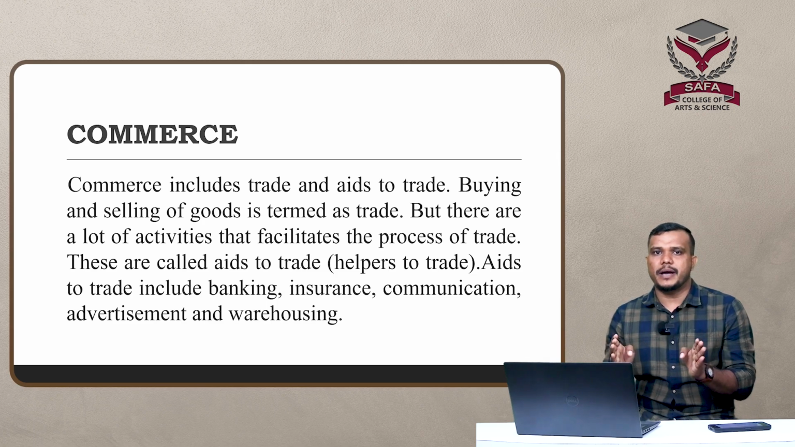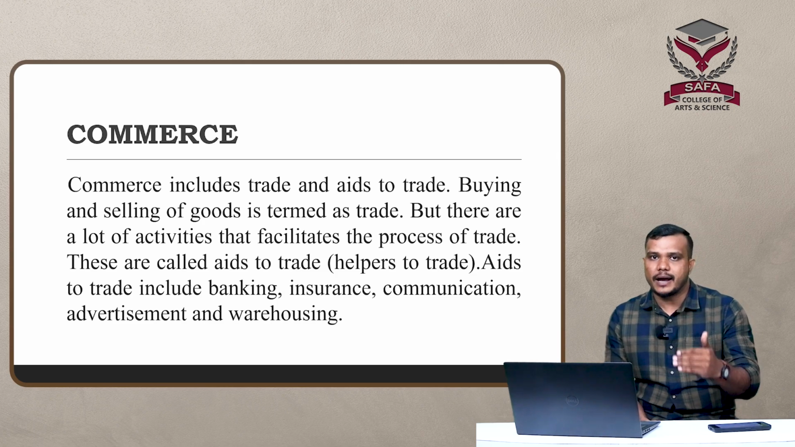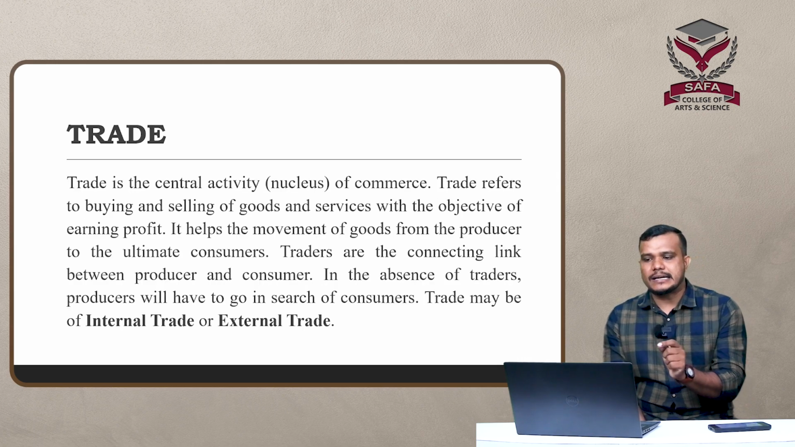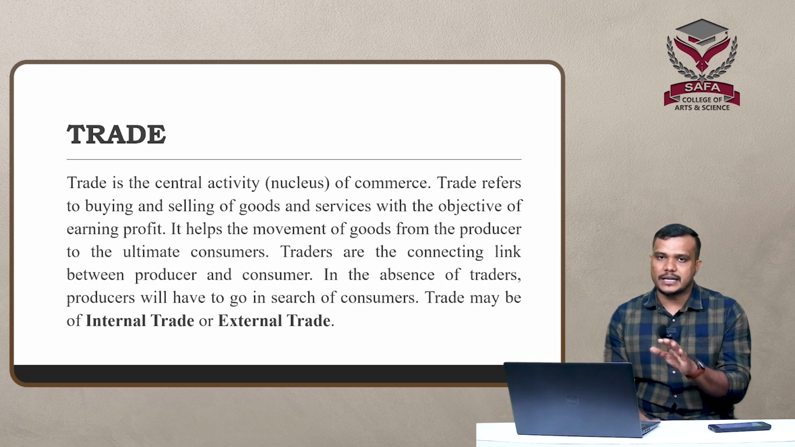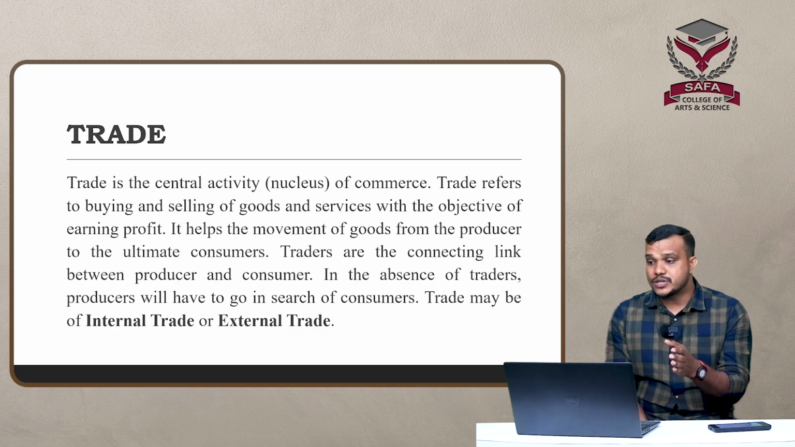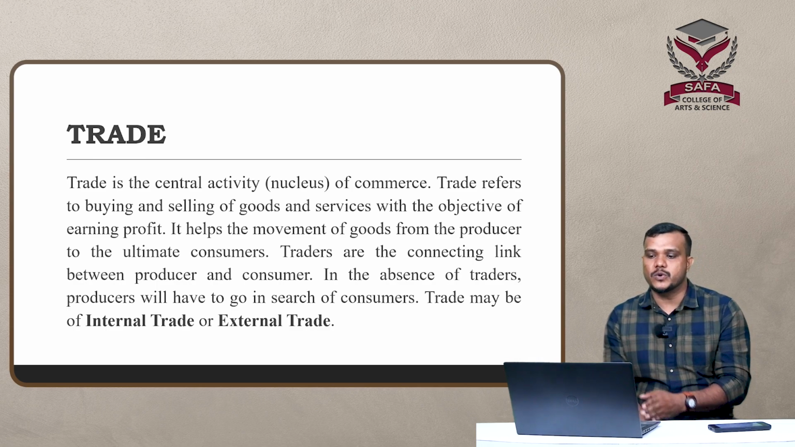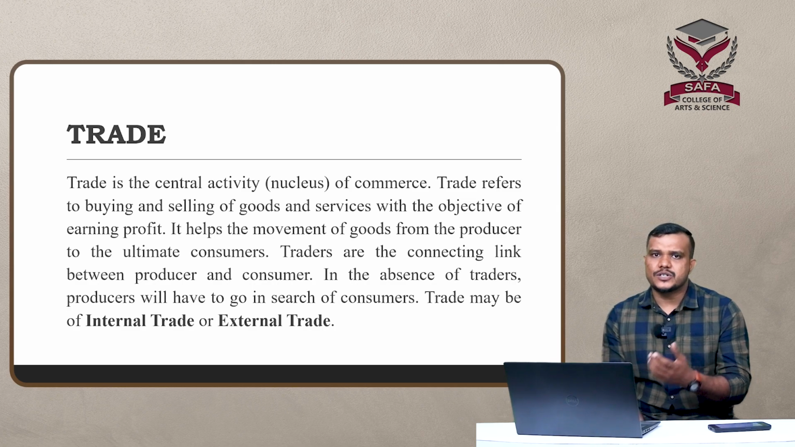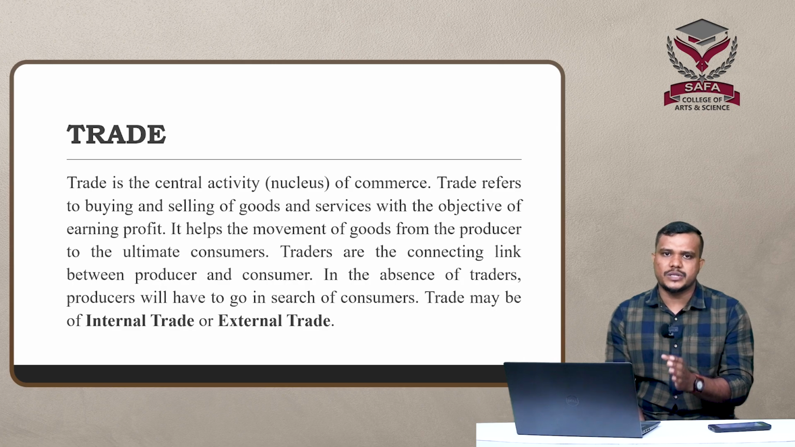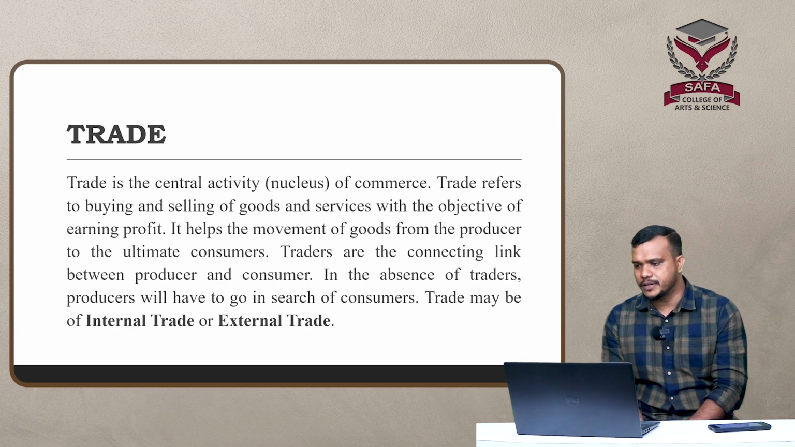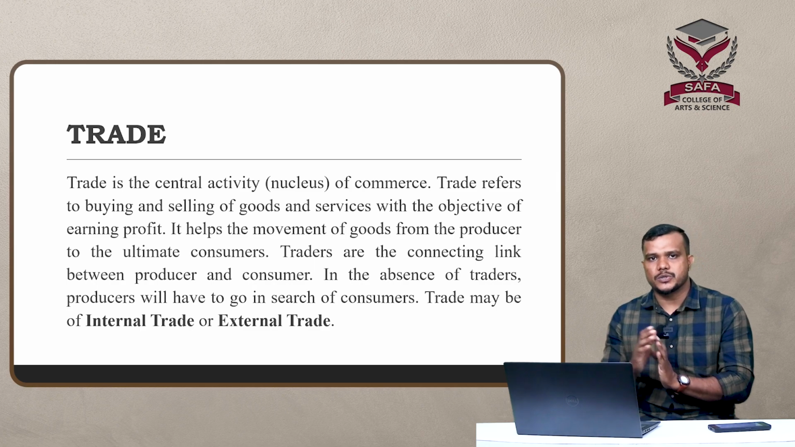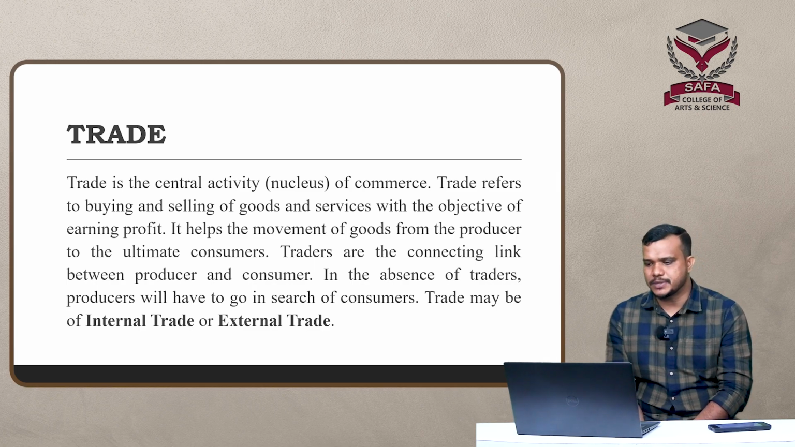There are two major activities in commerce: trade and auxiliaries to trade. First of all, we look at what trade is. Trade is the central activity of commerce. The entire activity is engaged with trade. Trade refers to buying and selling of goods and services with the object of earning profit. So simply we can say that trade means buying and selling of goods and services for making profit. Trade helps the movement of goods from producer to consumer for final consumption.